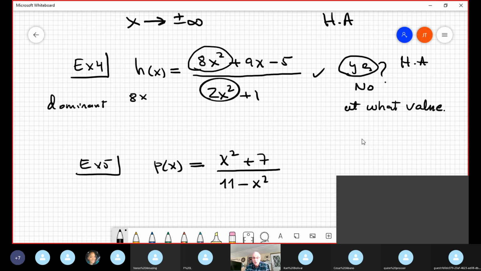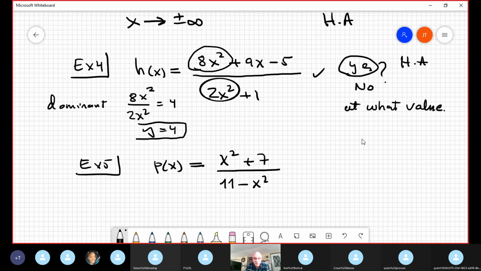Sean says get 4. It's obvious, get 4. Because the dominant term in the top is 8x squared, and the dominant in the bottom is 2x squared. Using simplification, the answer is 4. That y equals 4 represents the horizontal asymptote that we discovered exists.